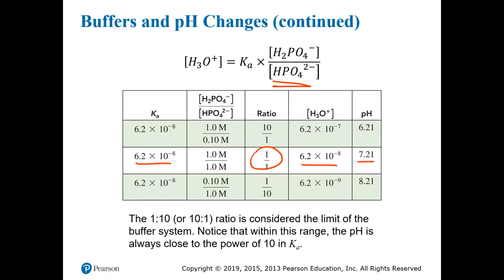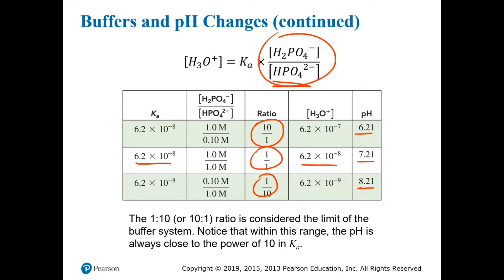I also said before that the rule of thumb for a buffer is that the ratio here has to be less than 10 and greater than 1/10. If there's 10 times more acid than base, then the pH will be 1 pH unit lower or more acidic than the midpoint value. If there's 10 times more base than acid, then the pH will be 1 unit higher or more basic. These are the conventional bounds of what we consider a useful buffer solution.